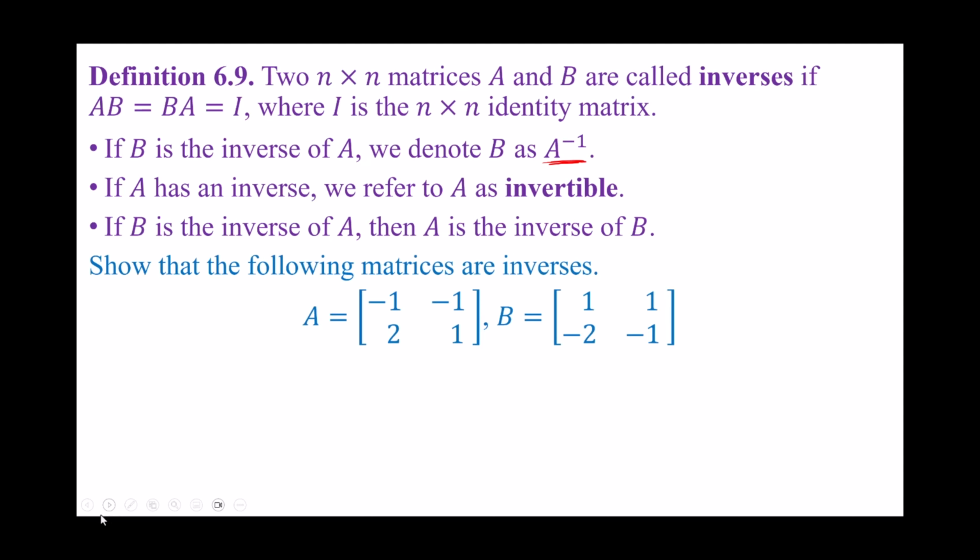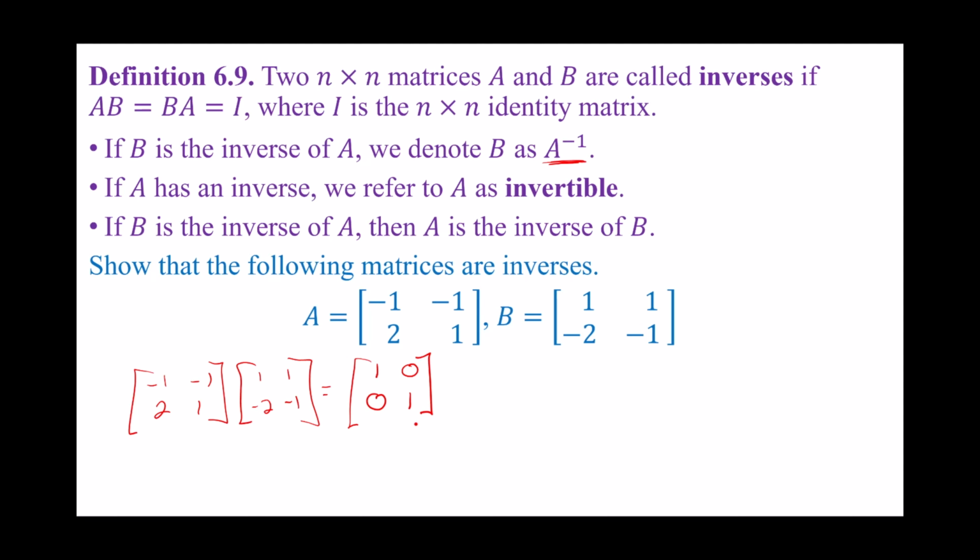Let's show that these two matrices are inverses. If they are inverses, when I multiply them, I will get the identity matrix. So let's try that. If I multiply A times B, here's A, here's B. First row, first column, I have -1 plus 2, which is 1. First row, second column, we'll get -1 plus 1, which is 0. Second row, first column, I'll get 2 plus -2, which is 0. And second row, second column, 2 plus -1, which is 1.